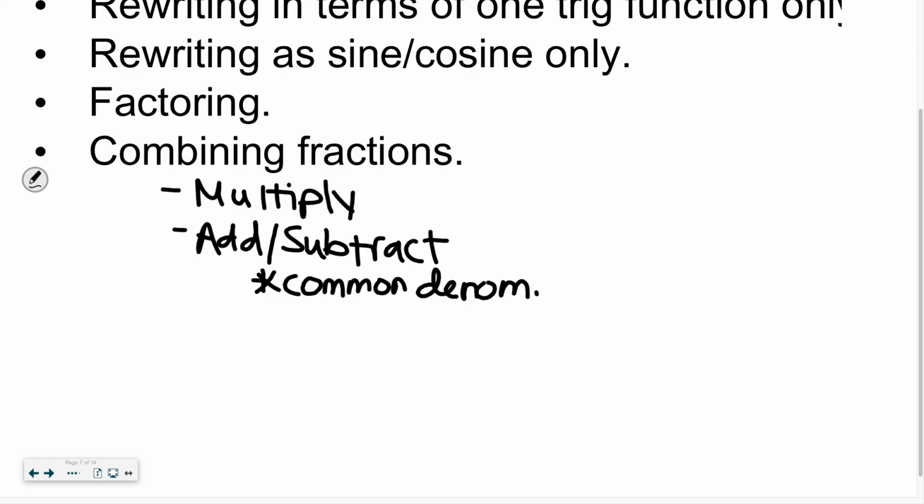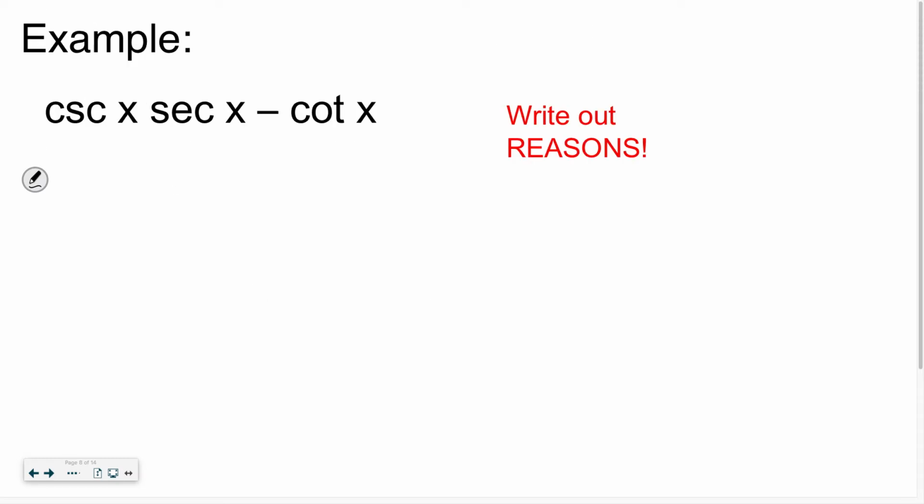Okay, so here's my first example. This might be like some of your homework problems. It says cosecant x times secant x minus cotangent x. And really the directions in your homework or in the textbook are just going to say simplify the trig expression. What it's saying is this can be simplified into something much easier than three trig ratios.